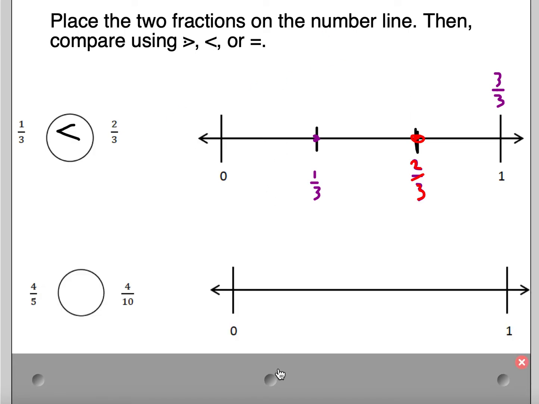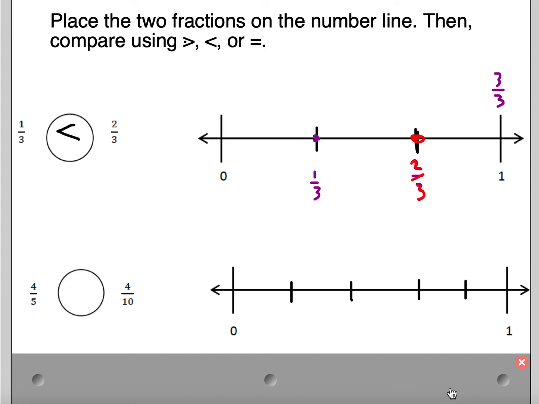So let's look at this other example. Now I have two different denominators, and I'm going to show you what to do in that case. I have 4/5 and 4/10, and I want to compare them on this number line. So I'm going to start with my fifths. Since it's fifths, I can't start in the middle, it's not an even number. I'm going to start a little bit to the right. Split it here, and then split two more times over here.